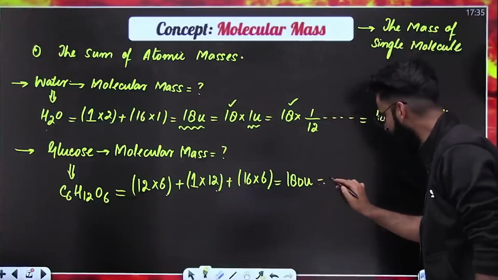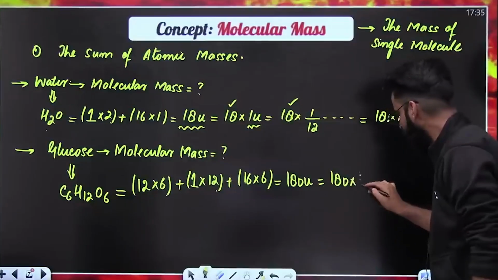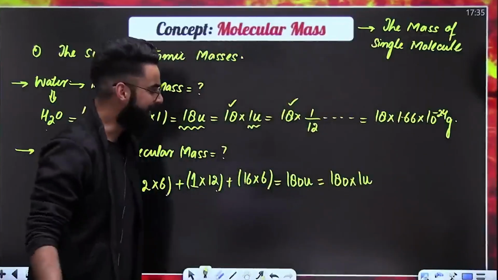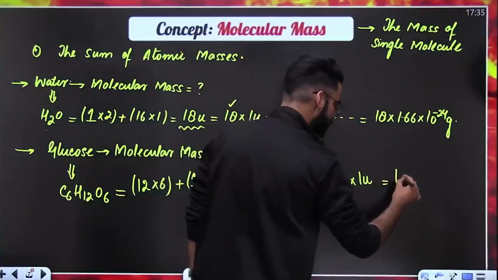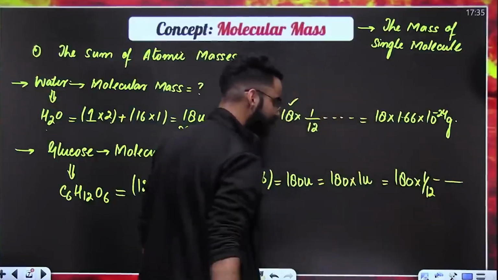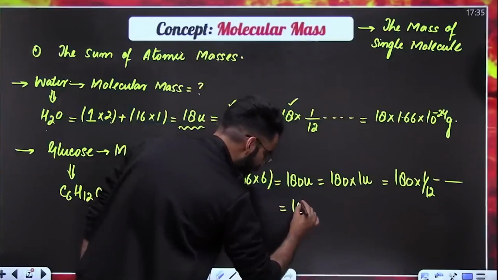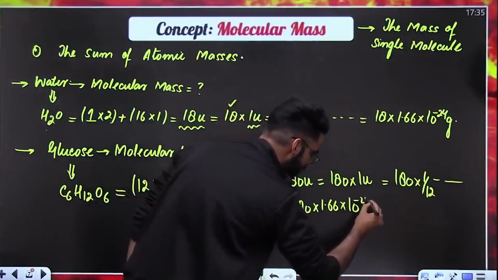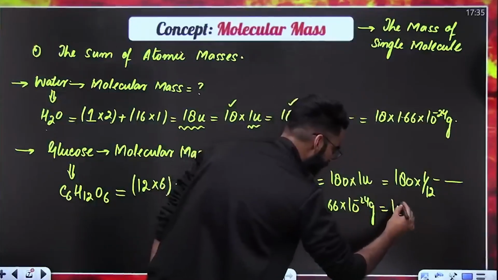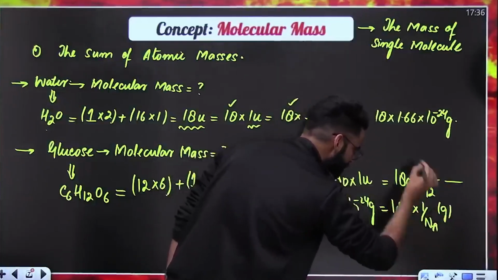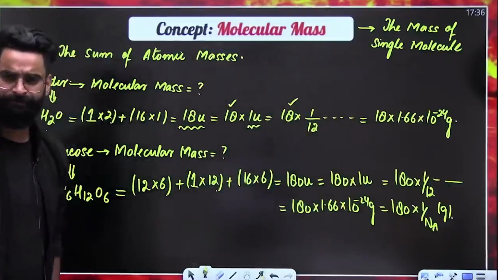And this 180U, I can write as 180 multiplied by 1U. I can do that, right? Instead of 1U, you can write 1/12 of the mass of carbon 12 atom. Instead of 1U, you can write 1.66 into 10 raised power minus 24 grams. Instead of 1U, you can write 1 divided by Avogadro's number in grams. All these things you can easily write.